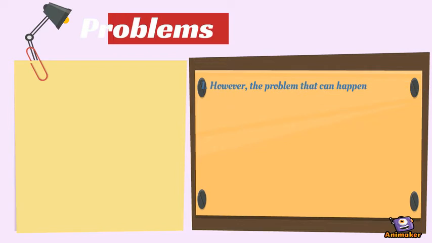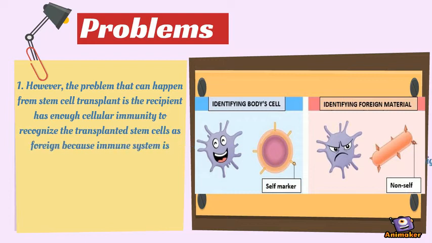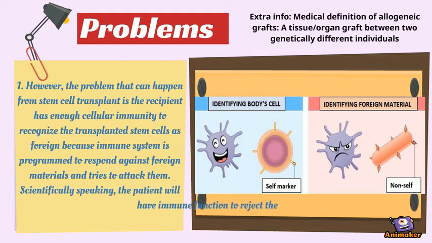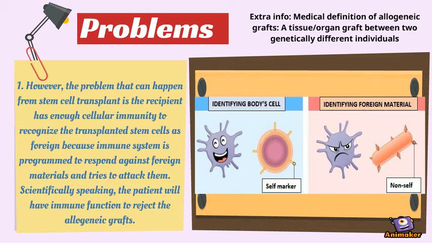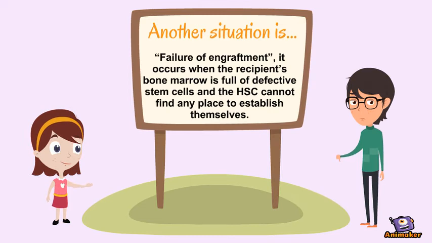The first problem is the recipient has enough cellular immunity to recognize the transplanted stem cells as foreign, because our immune system is programmed to respond against foreign materials and attack them. So the patient will have the immune function to reject the allogeneic grafts. Another situation is failure of engraftment, meaning when the recipient's bone marrow is full of defective stem cells and the HSCs cannot find any place to establish themselves.